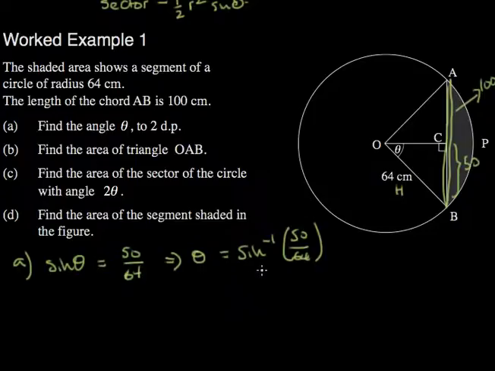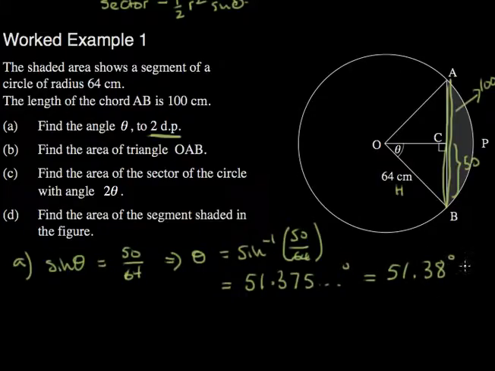And on a calculator, I just need to make sure that I am in degree mode. 50 divided by 64, and that turns out to be 51.375 and so on. The question says 2 decimal places, so I'd write that as 51.38 degrees.